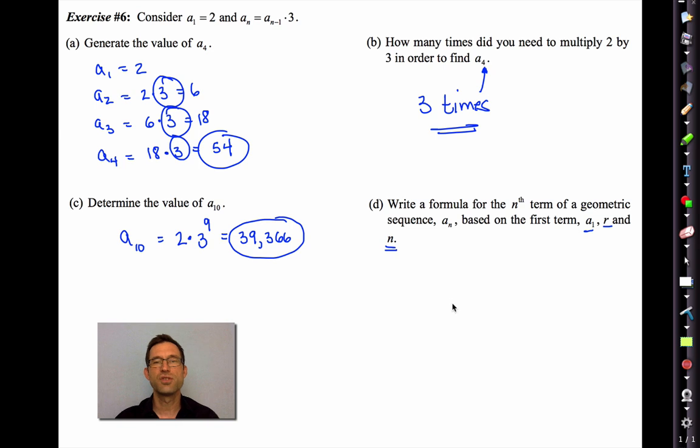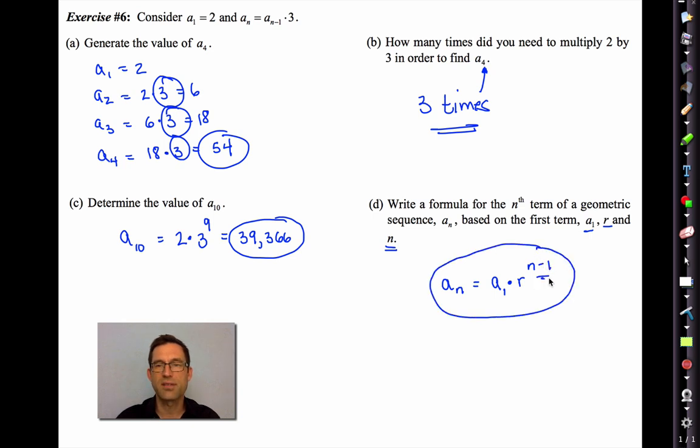All right, well, let's just generalize from the one that we did in letter C. Before we had a10. Here we have a sub n. The 2 was a sub 1. The 3 was r. And then we have to always raise it to one less power. Right? We multiply it one less time than our index. All right, that's it. Pause the video now, write down anything you need to, and then we'll clear the text and wrap up the lesson. Okay, here we go.